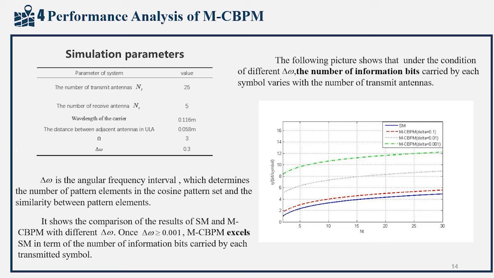In order to show the effect of delta omega, the simulation is applied. By observing the figure, we can see that once delta omega is bigger than thousands, MCBPM excels SM in terms of bit error rate. Whether it is SM or MCBPM, the number of information bits carried by each symbol increases with the number of transmit antennas. Next, we show the effect of delta omega on the bit error rate of ABPM.